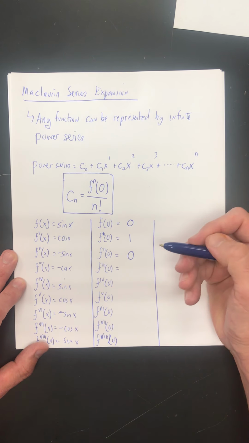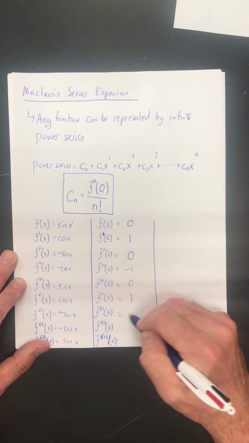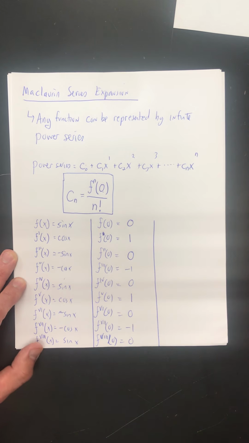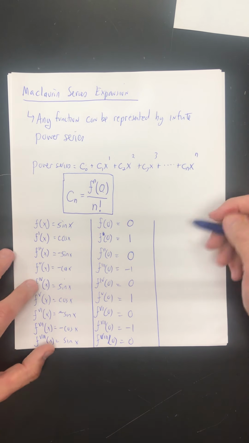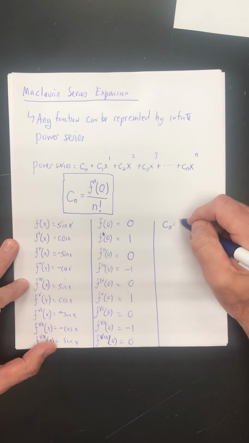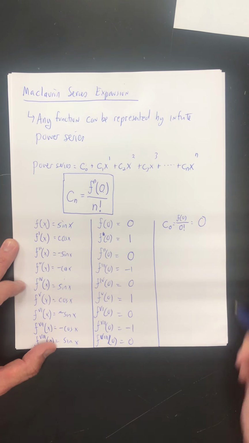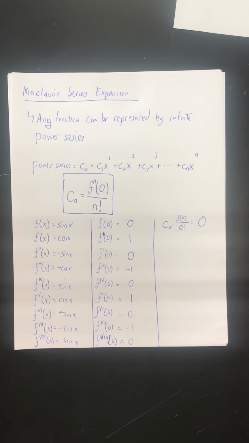0. This is going to be negative 1, and then the cycle repeats. Super interesting there. So now the last column here is going to be our coefficients. So the 0th coefficient is going to be f of 0 over 0 factorial, which is 0 over 0 factorial, which is, of course, 0, right? 0 factorial is, of course, 1. It's not undefined, and hopefully you in your math class have had a lot of fun talking about why 0 factorial is equal to 1.